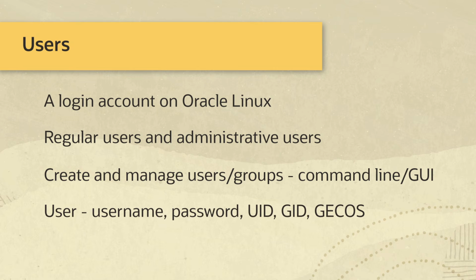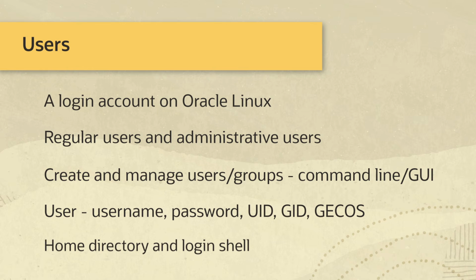The components of a user are a username, which is a unique name for entering and logging into a system, a password, which is a combination of numbers, letters, and special characters used to log into a system. User identification number or UID is a unique number used to identify a user in a system. Group identification number or GID is a unique number used to identify a group to which a user belongs. Comment or General Electric Comprehensive Operating System or GECOS is simply information identifying a user.